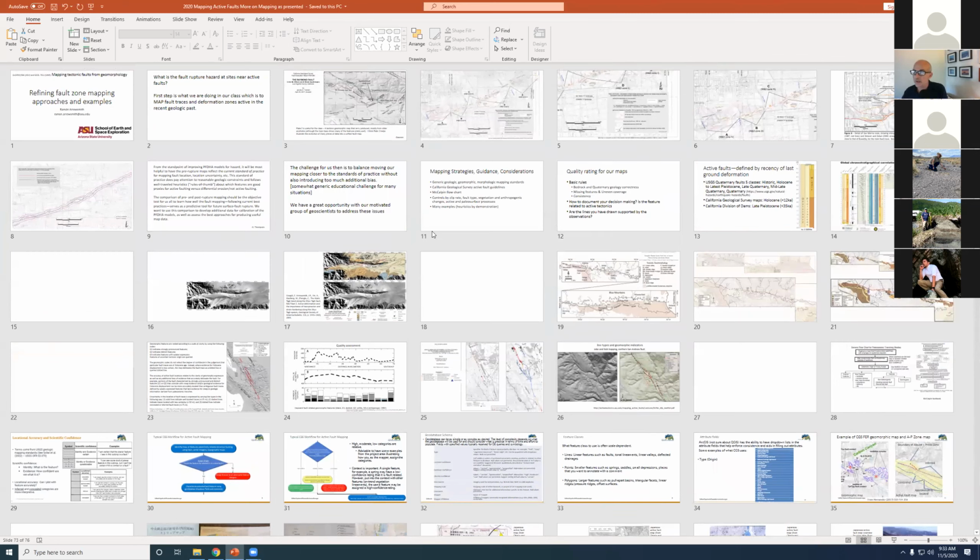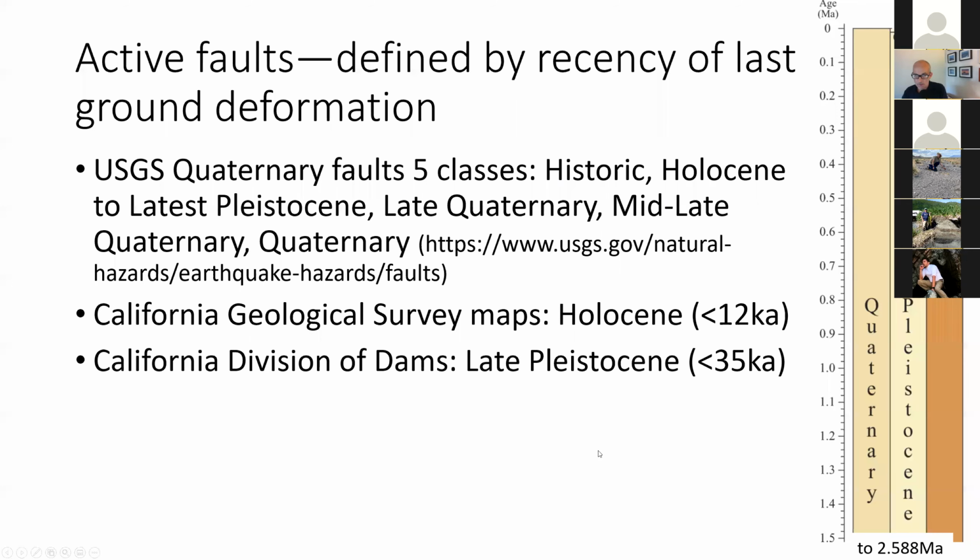So, any more questions? I have tons of cool maps to look at, but I want to make sure we're getting some discussion. Okay, one last thing is time. Just to remind you, active faults were defined by the recency of last ground deformation. On the geologic time scale on the right, the Holocene is the last 12,000 years. The Quaternary is the last 2.6 million.